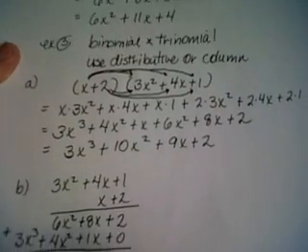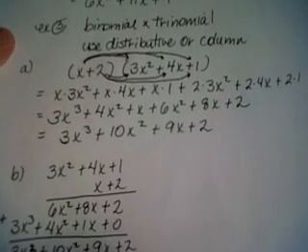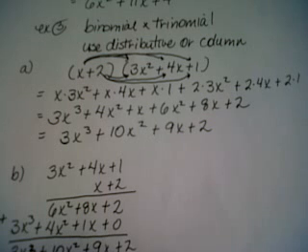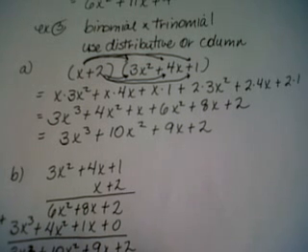Another example would be multiplying a binomial and a trinomial. And there are two different ways you can do this. You can either use distributive property or you can use the column method. It does not matter to me which method you use. Either one is just as good as the other. They'll give you the same answer.